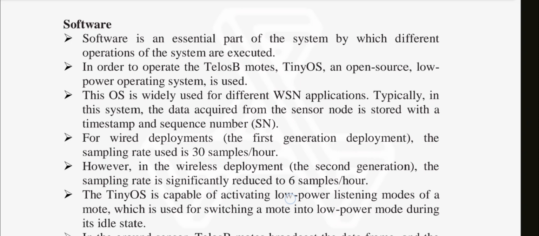Typically, in this system, the data acquired from the sensor node is stored with a timestamp and sequence number (SN). For wired deployments, the first generation deployment, the sampling rate used is 30 samples per hour. However, in the wireless deployment, the second generation, the sampling rate is significantly reduced to 6 samples per hour. TinyOS is capable of activating low power listening mode on the mote, which is used for switching a mote into low power mode during its idle state.